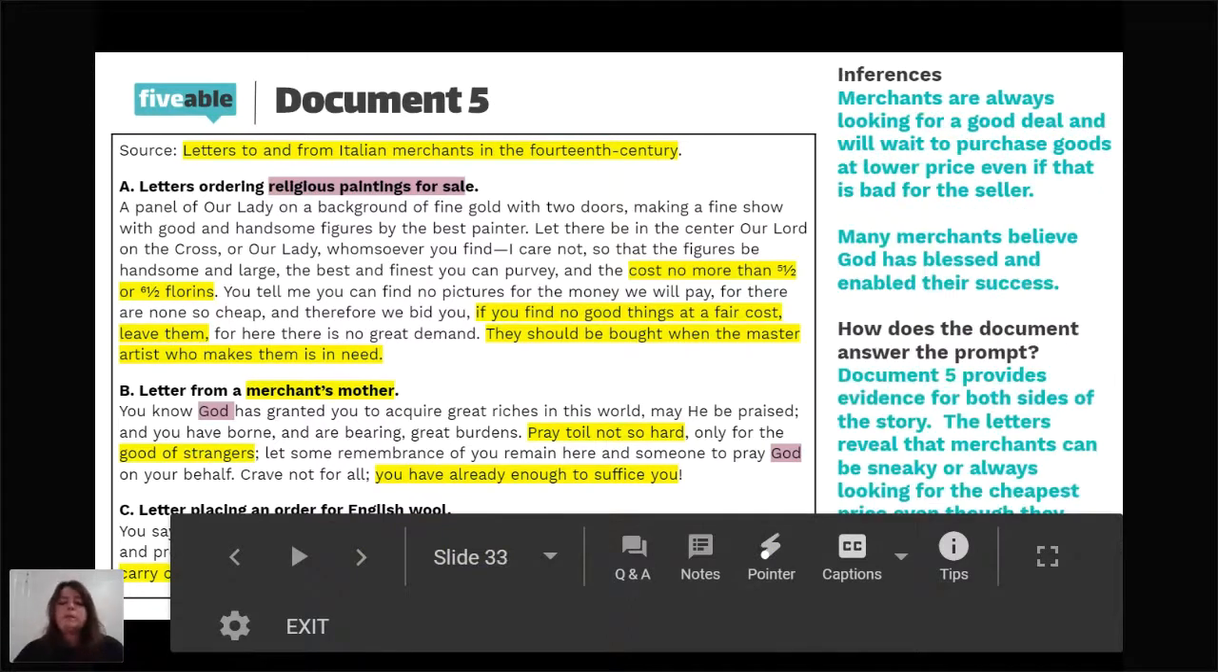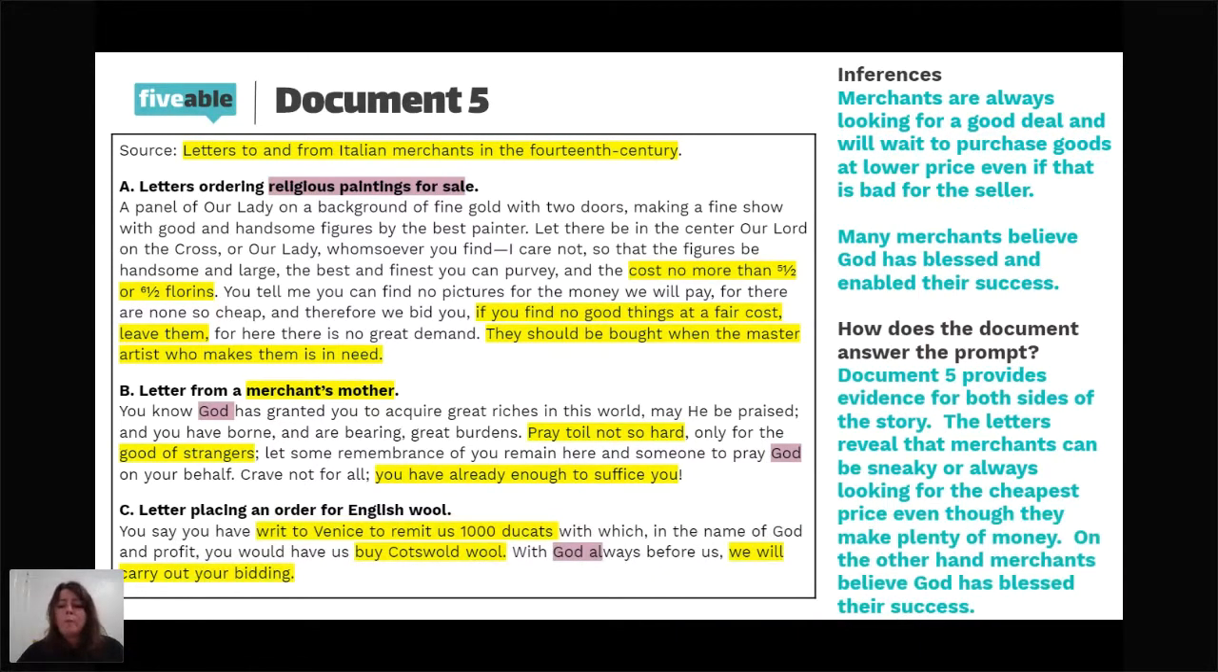Okay, so inferences. What I'm gathering is merchants are always looking for a good deal, and they will wait to purchase goods at a lower price, even if that's bad for the seller, right? They want to wait till that artist is broke, till after Christmas, when he bought too many Christmas presents and he needs money. Merchants believe God has blessed and enabled their success, right? This is the big inference they're hoping you'll pick up on, that they think it's okay to be a merchant, that they're successful at it.